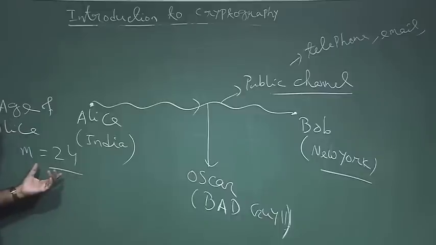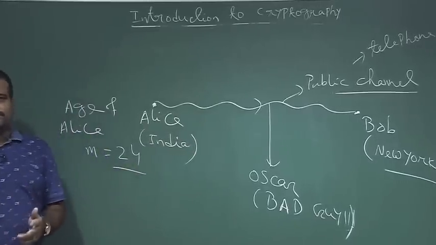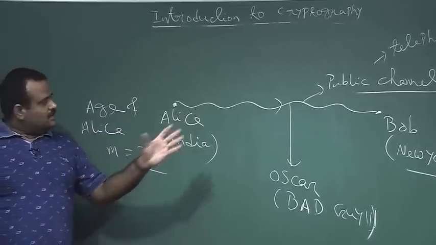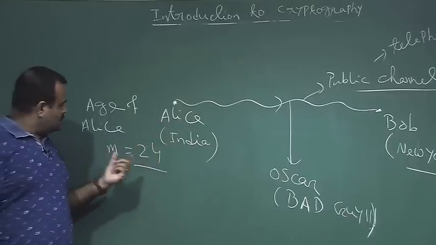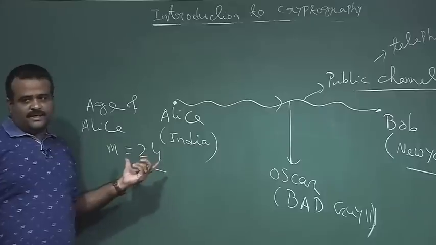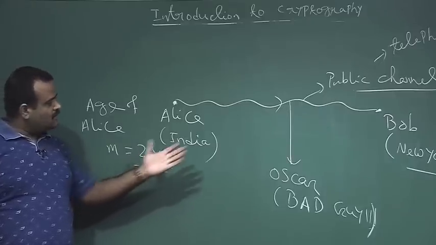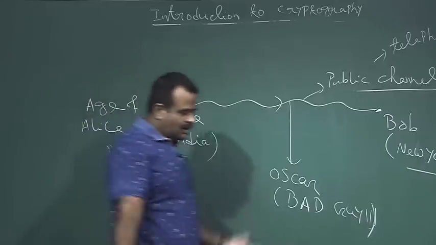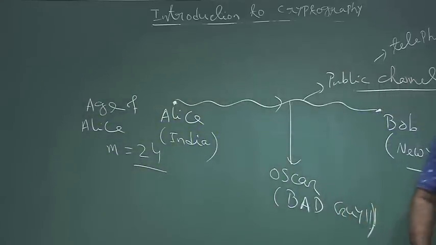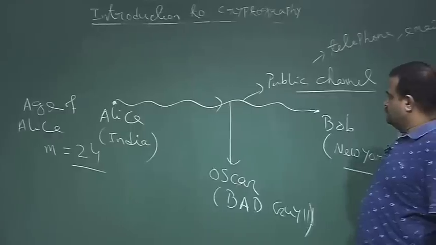If Alice just says, hey, my age is 24, then Oscar will also come to know that 24 is Alice's age. But Alice does not want to reveal her age. This is the secret, the message Alice wants to send to Bob without revealing this information to the third party. So this is the whole area of cryptography: how we can securely communicate over an insecure channel. This channel is insecure.